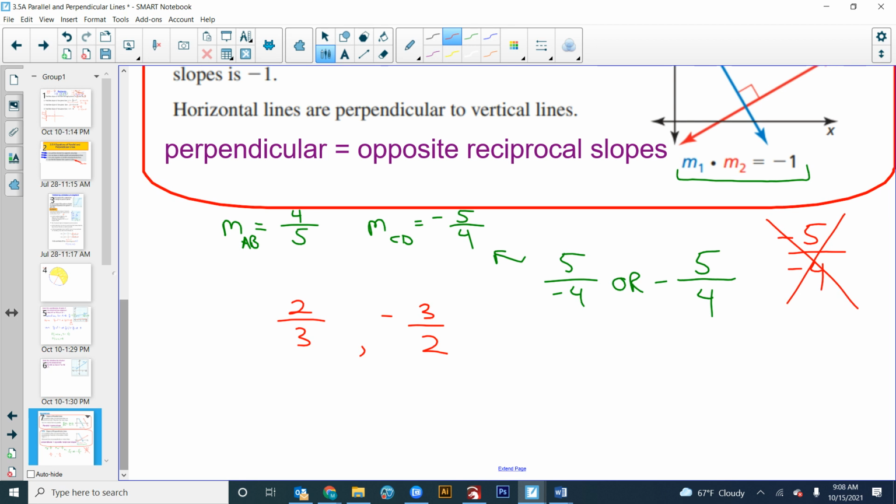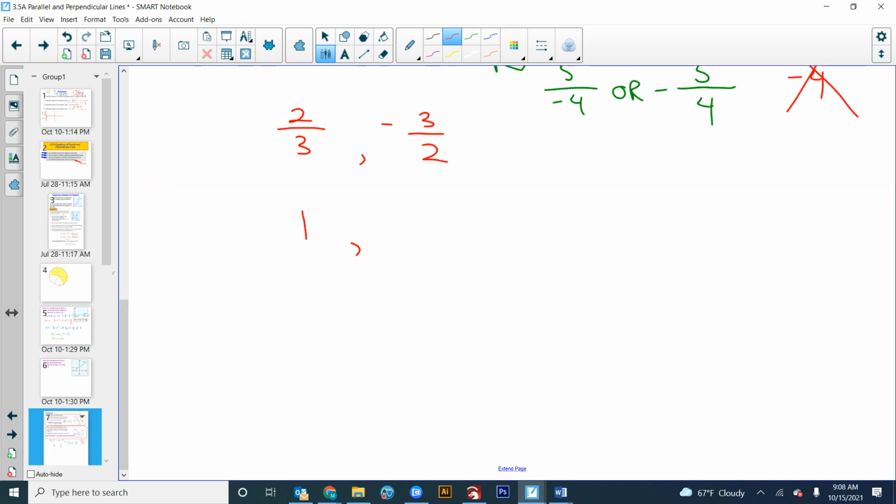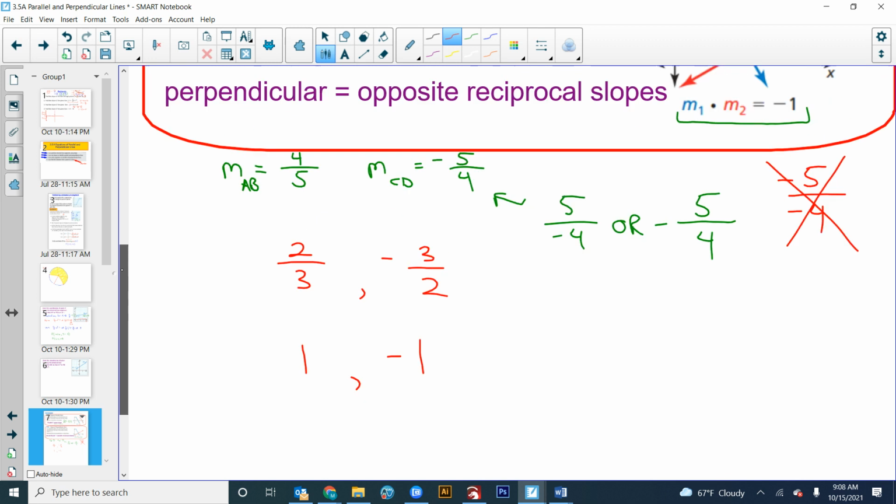What if one line's slope is 1? Because what's 1? Isn't 1 really 1/1? Right, let's flip it. Still 1/1. Make it opposite, -1/1. Make sense? All right. Opposite reciprocal slopes.